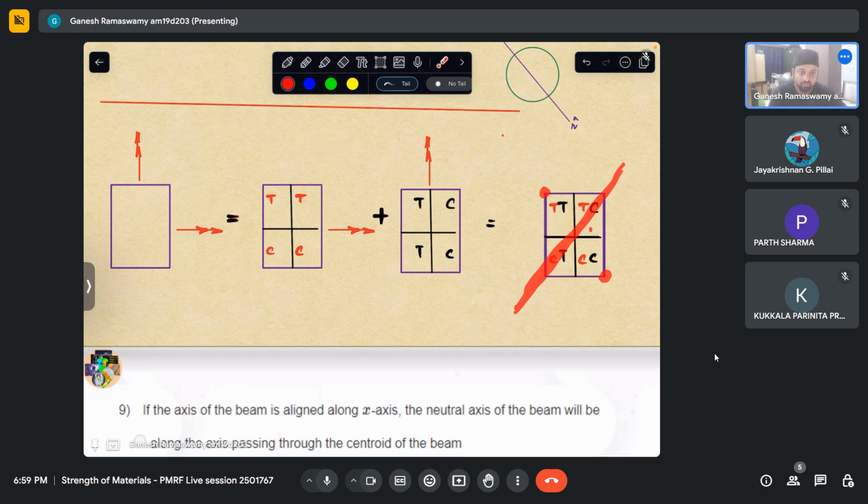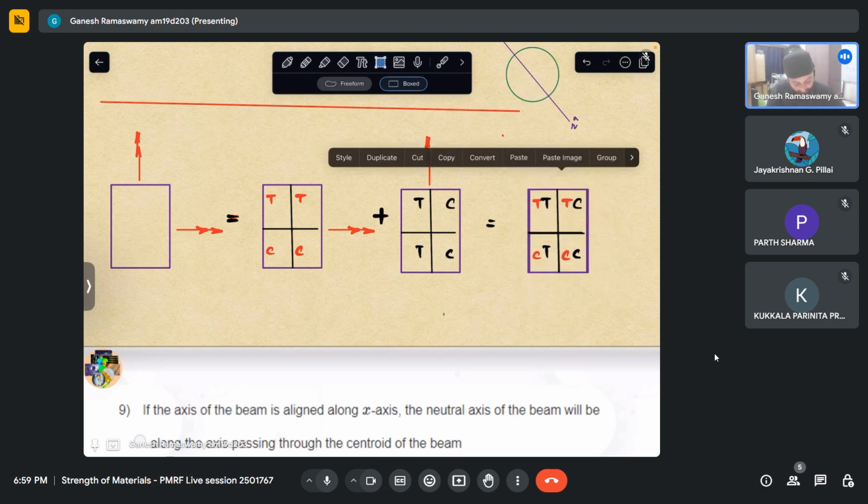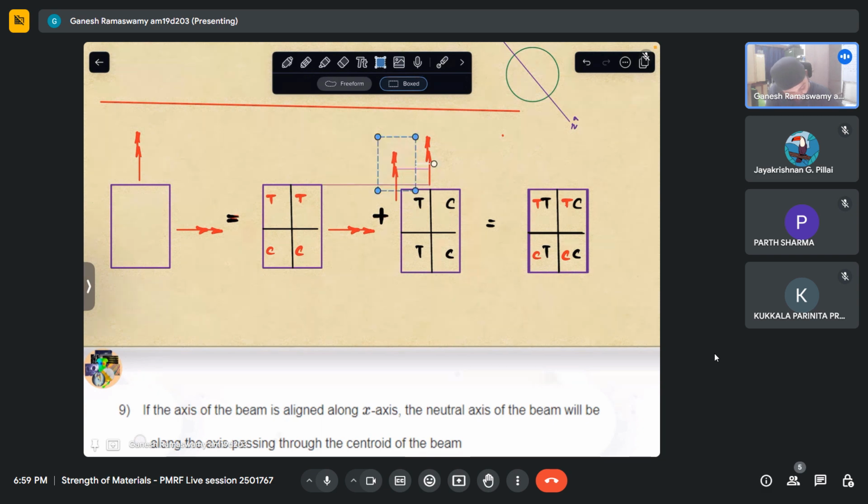So I hope this example gave you a little bit of a general idea about how to figure out which is the tension and compression side in the case of unsymmetrical bending. And yeah, this is subjected to both actually. I should put the loading also. Yeah. So, all right.